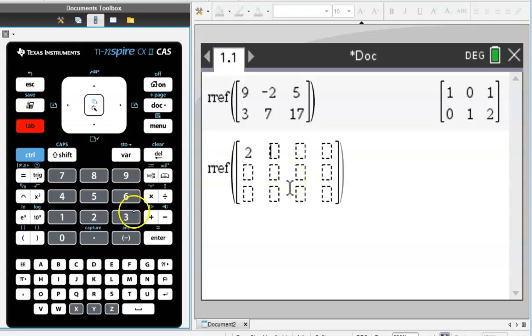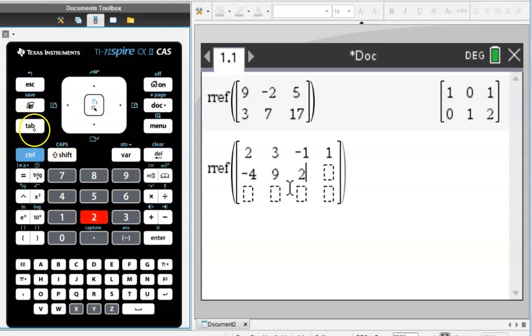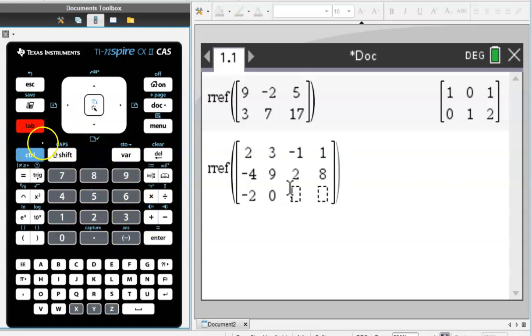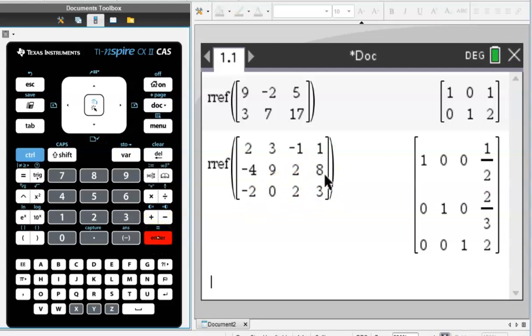We have 2, 3, -1, 1, then -4, 9, 2, 8, and then finally -2, 0, 2, and 3. So I think we've got everything entered exactly as we had written it on paper. This looks like the set of coefficients for the problem that we're dealing with. So when I tap enter here, this matrix should represent our solution set.